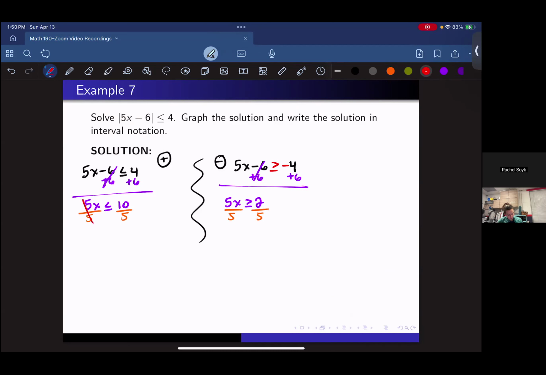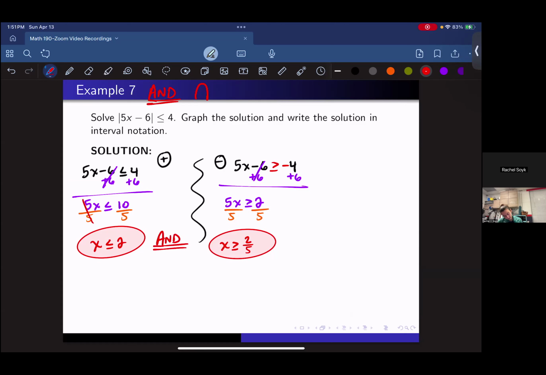And so our two potential solutions: x is less than or equal to 2, and x is greater than or equal to 2/5. It's a less than, so we're looking at "and," we're looking at intersection. Where's the overlap that's taking place?